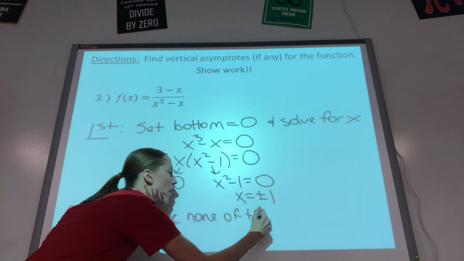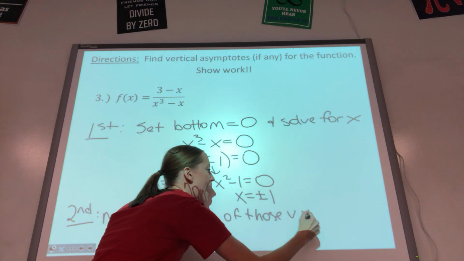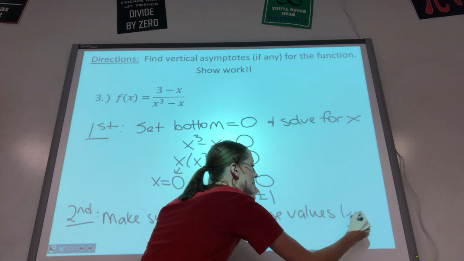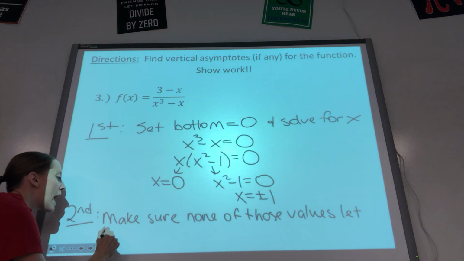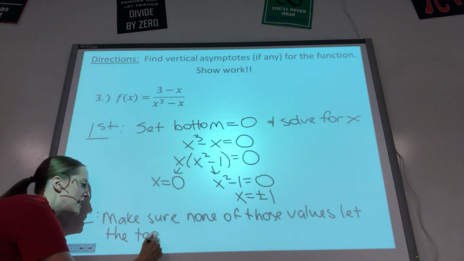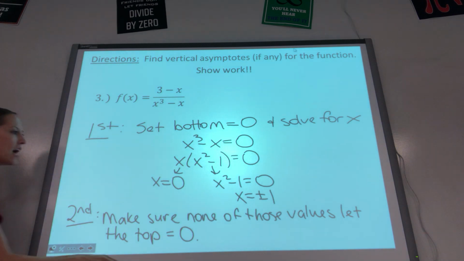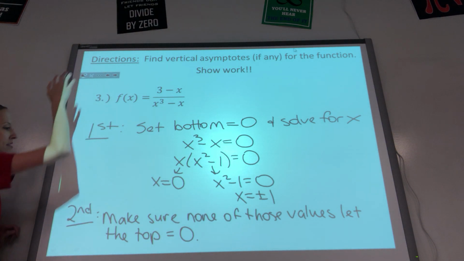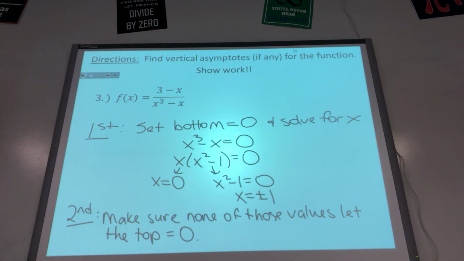none of those values let the top equal 0. Make sure none of those values let the top equal 0. Because again, if the top and bottom is 0, it's not a vertical asymptote. It's actually just a hole in your graph. So, I mean, you can probably do this kind of just in your head.